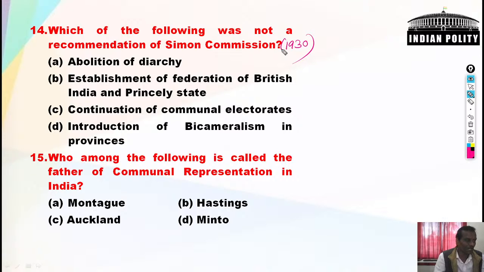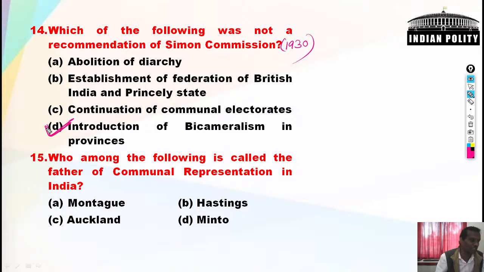Okay, what will be the answer to question number 14? Anyone? Anyone has the answer, please? No. So 14, that is an established major recommendation. It was a major recommendation to prepare a federation of British India and the Princely States. This is the answer. 14 is answer D. It did not provide for introduction of bicameralism at the center.